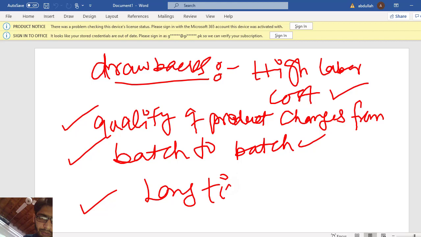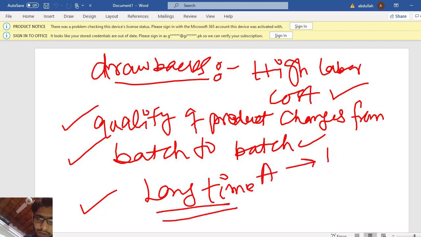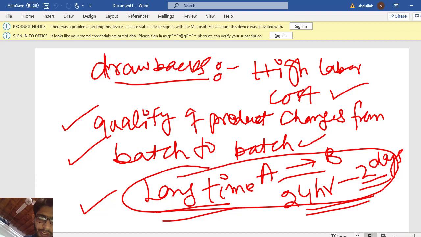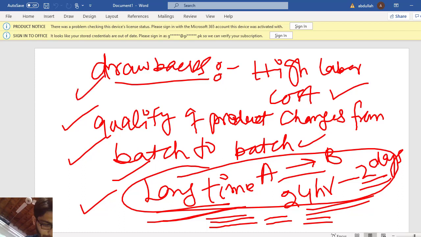The main drawback of a batch reactor is that it takes a long time for the reactant to convert into product. Sometimes it takes 24 hours, sometimes 2 days, or up to many days, and this is the main drawback. So we can use a continuous reactor instead of a batch reactor for large scale production. Batch reactor is used for small scale production.